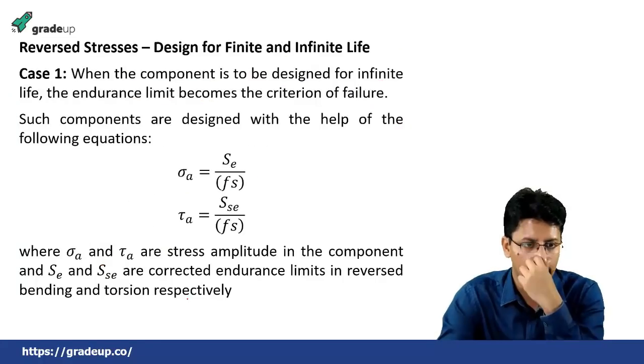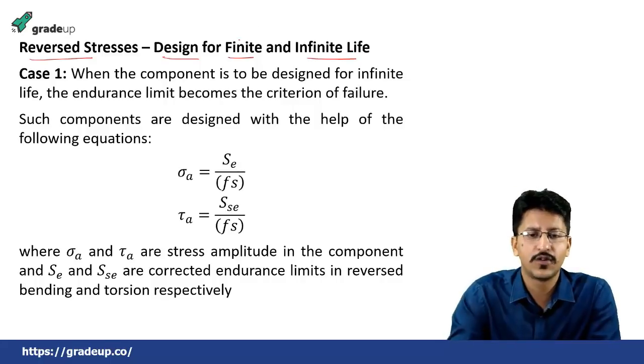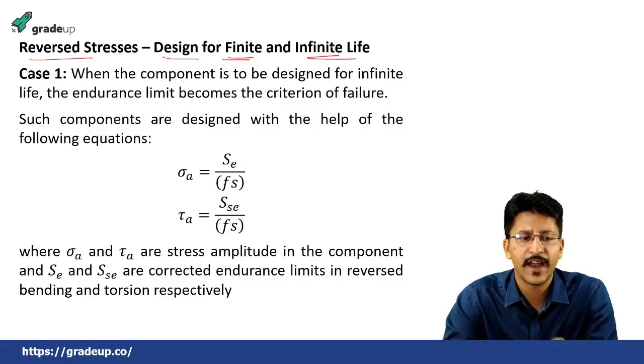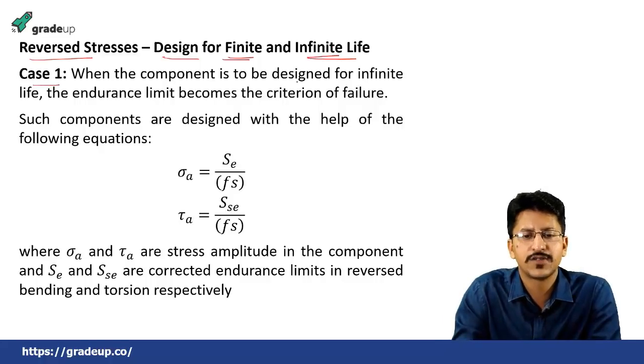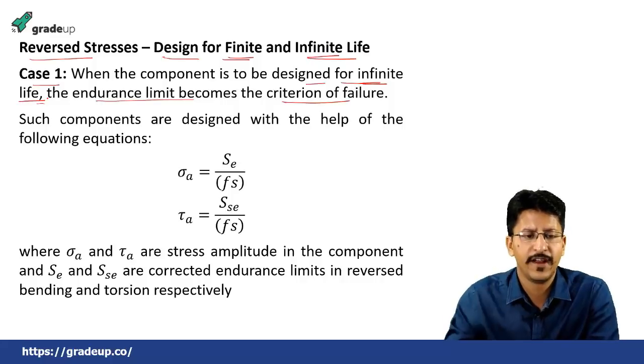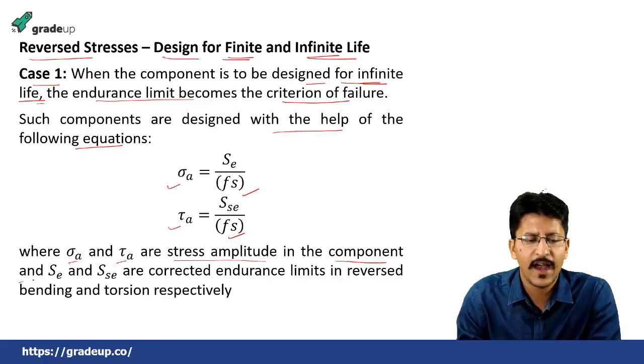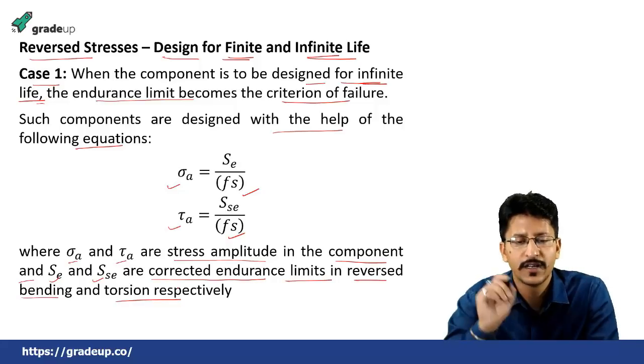Next comes reversed stresses, the design for finite and infinite life. Two types of designs are there: one is finite life and another one is infinite life. First, when the component is to be designed for infinite life, the endurance limit becomes the criterion of failure. So you have to remember that. Such components are designed with the help of the following equations: sigma A equal to SE by Fs and tau A equal to SSE by Fs, where sigma A and tau A are the stress amplitudes in the component, and SE and SSE are the corrected endurance limits in reversed bending and torsion respectively.